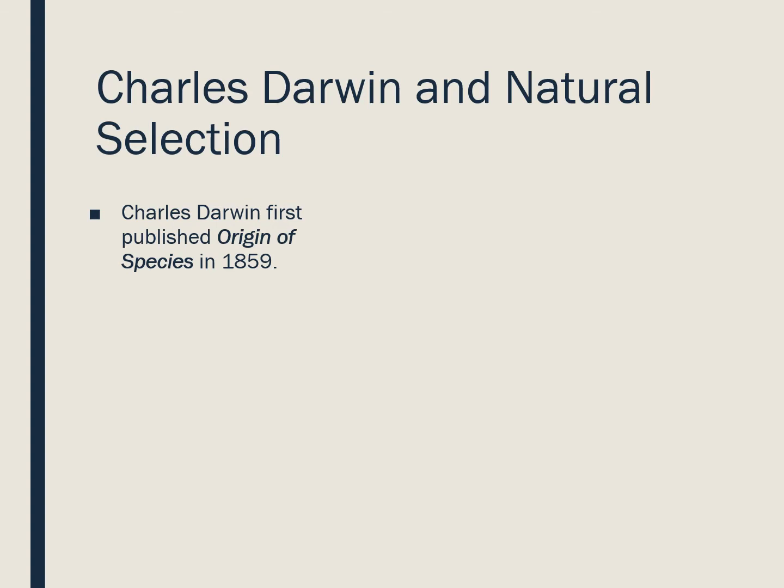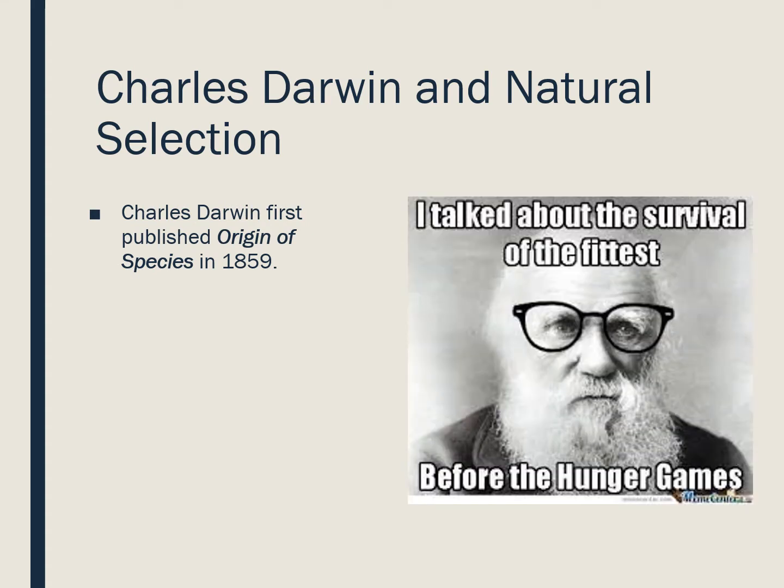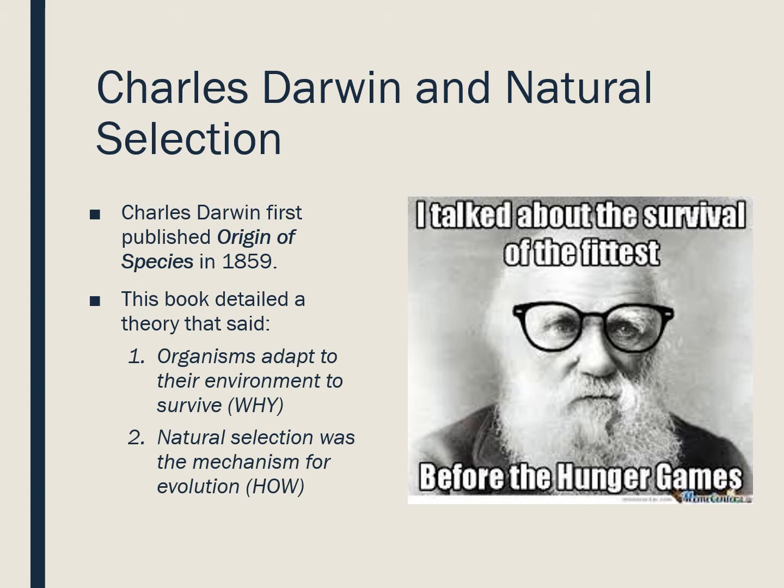So Charles Darwin was the guy who came up with the theory of natural selection. He first published his theory in The Origin of Species. That was his book title in 1859. That's a picture of Charles Darwin. So the book detailed his theory that organisms adapt to their environment to survive. And natural selection was the mechanism of evolution. We'll get into what those mean in just a minute.